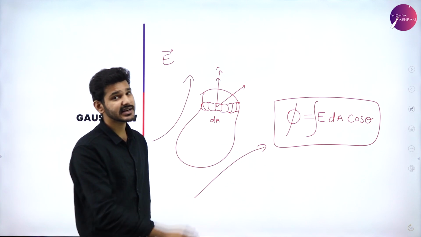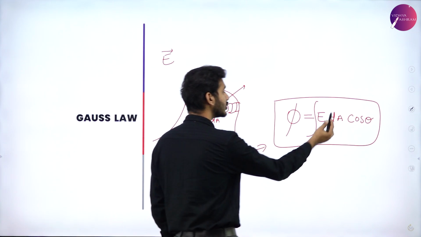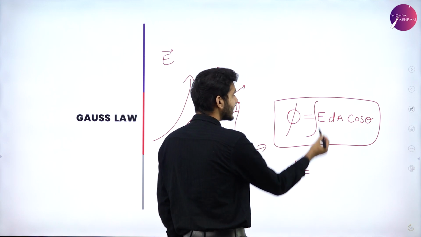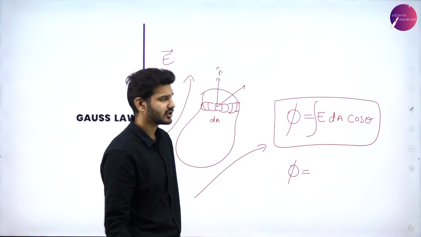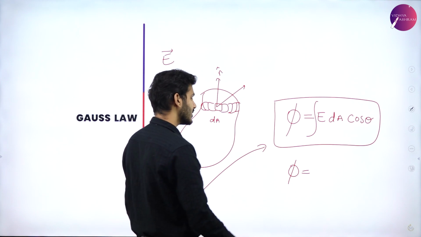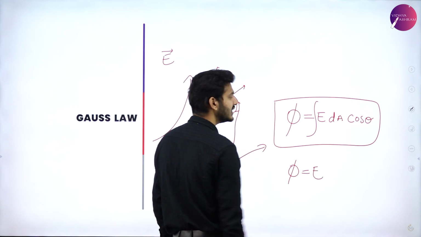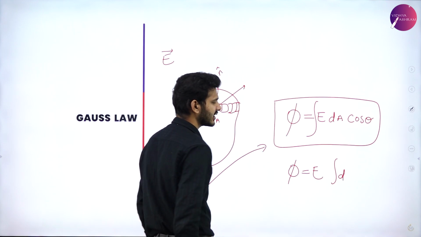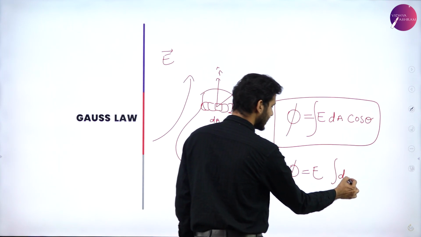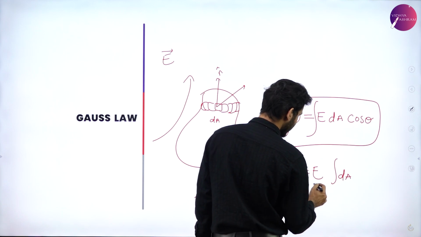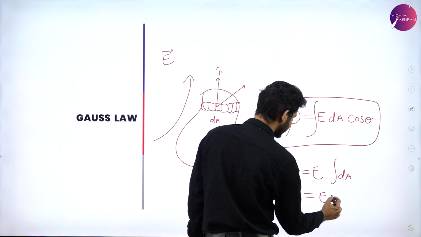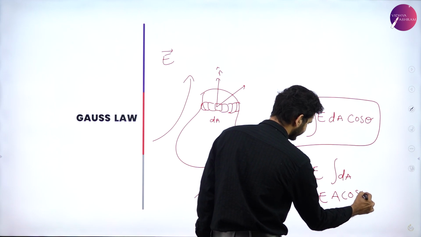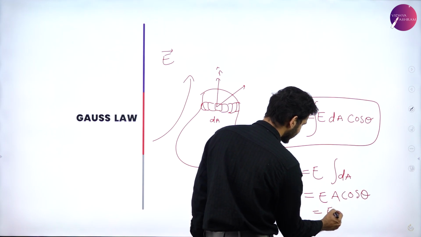So we can integrate this and we will get the total flux, which means that phi is equal to, the electric field is constant here because it is not changing suddenly. So we will take out the electric field, and the integral of dA, and cos theta can also come outside. The integral of dA will be equal to A. So we can write it as EA cos theta, or simply E dot A.